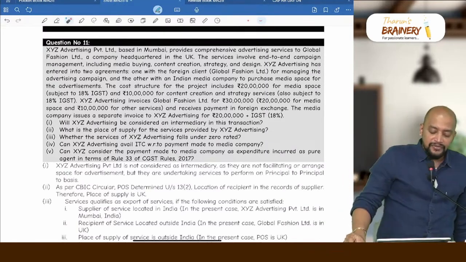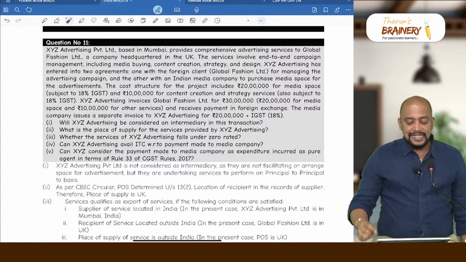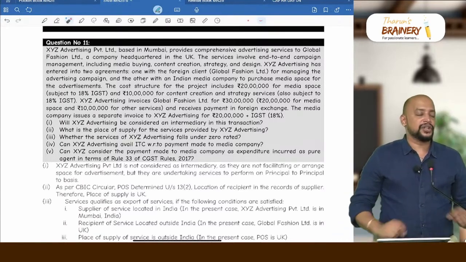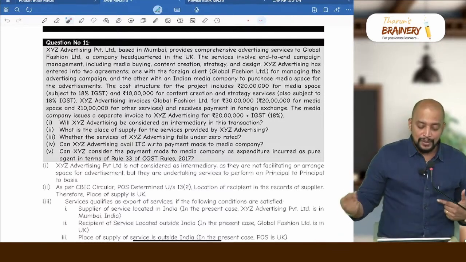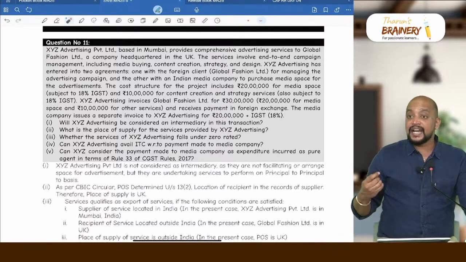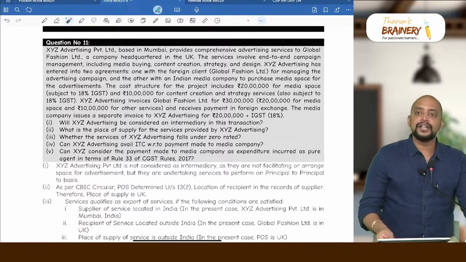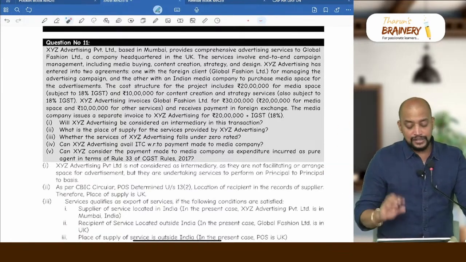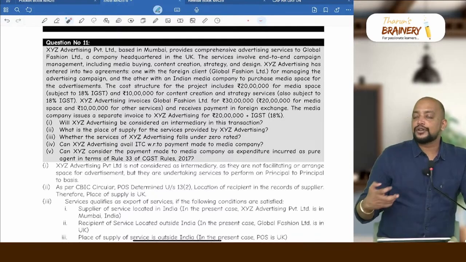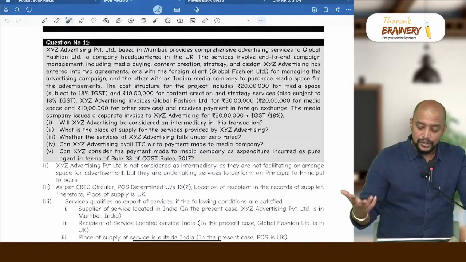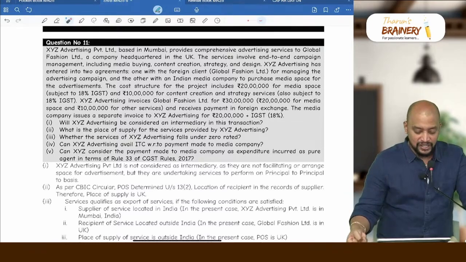Point number 1, will XYZ Advertising be considered as intermediary in this transaction? No, not considered as intermediary, because they are acting on a principal to principal basis and they are providing advertisement services. Therefore it is not just connecting the media house and the Global Fashion Limited. So it is not an intermediary service. Number 2, what is the place of supply for the service provided by XYZ Advertising? General provisions. Location of recipient should be taken. What is the location of recipient? Global Fashion is in UK, that will be taken as place of supply.